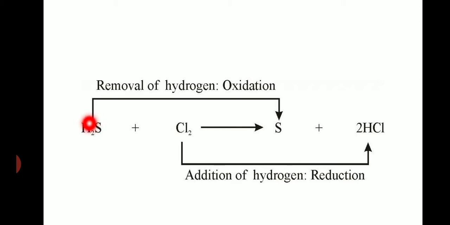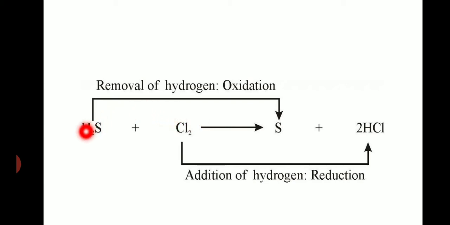Look at this equation. Hydrogen sulfide is undergoing oxidation. How is it oxidized? By the removal of hydrogen. Who helped to remove? The chlorine only helped to remove hydrogen. Chlorine is taking this hydrogen with it. So which is the oxidizing agent? Chlorine acts as an oxidizing agent.